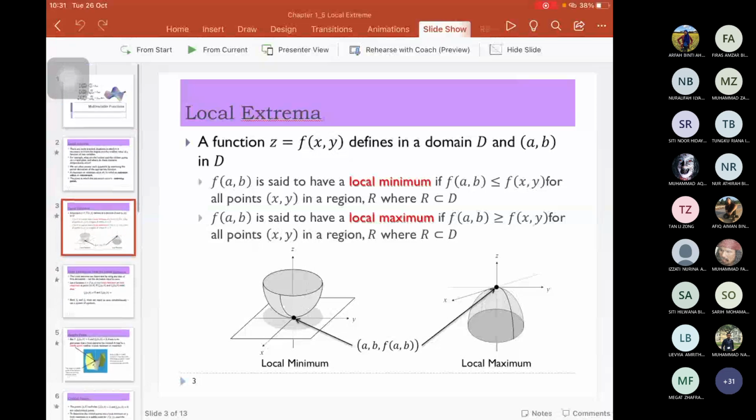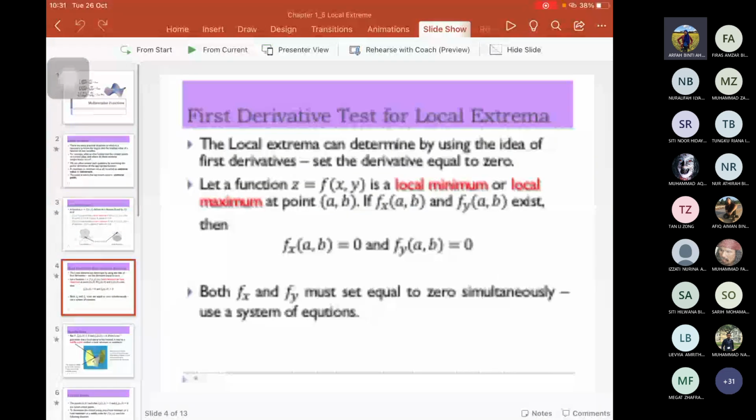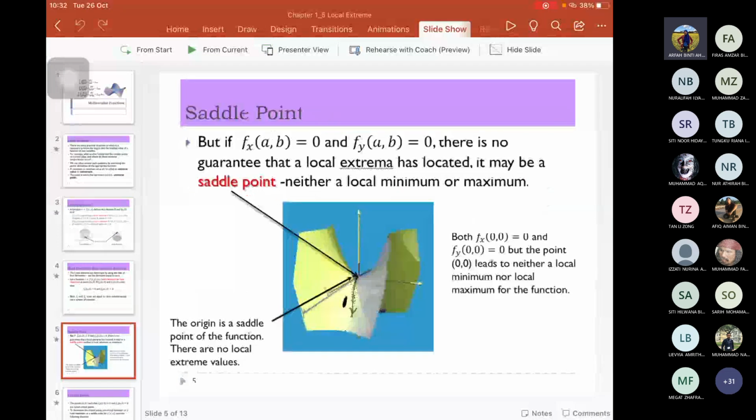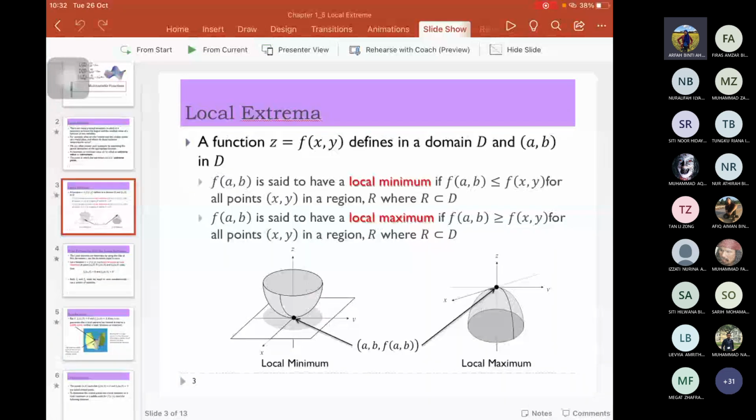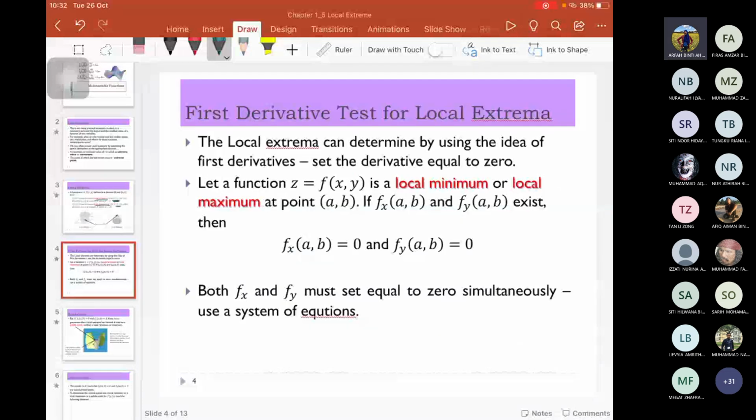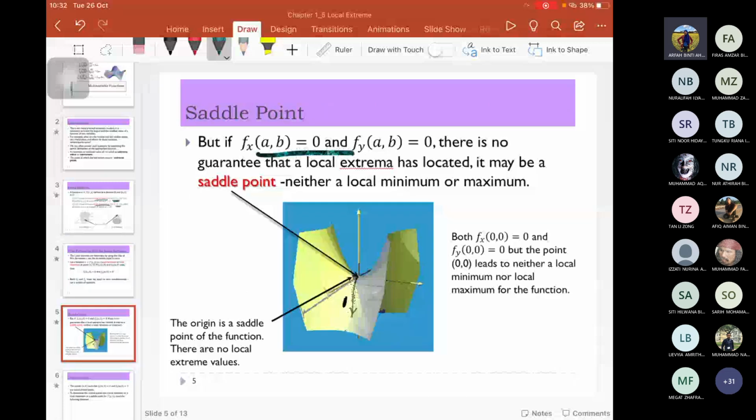Sebab ni, jangan guna teknik ni boleh juga. Kita boleh guna teknik ni untuk tentukan sama ada dia local minimum atau local maximum, kalau nilai dia lebih kecil atau lebih besar daripada function. Tapi tengok kepada slide ni, but if dia sama dengan kosong, there is no guarantee, it may be saddle point. Okay.